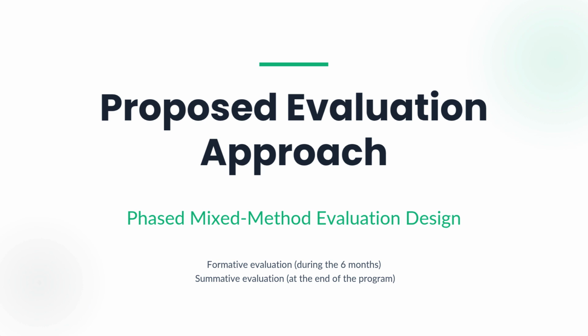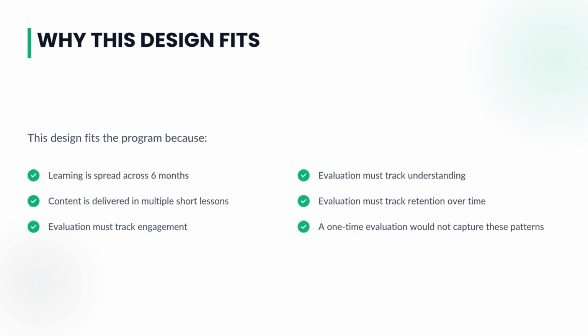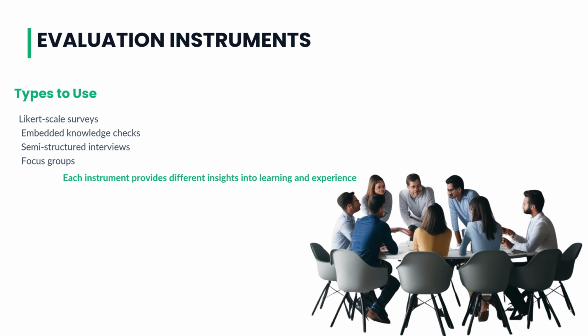So to answer that, I would use a phased mixed method evaluation design. And what I mean by that is I wouldn't wait until the end to check results. I will evaluate the program while it's still happening and again at the end. Because think about it, this program runs for 6 months. Learning is happening gradually, lesson by lesson. So if we wait until the end, we'll miss everything in between, where people got confused, where they disengaged, and where learning actually dropped.